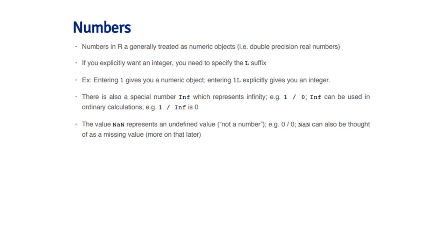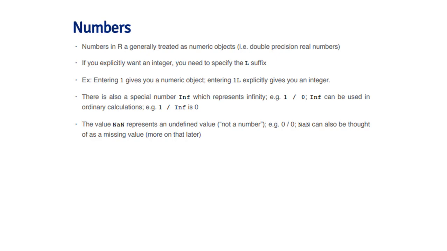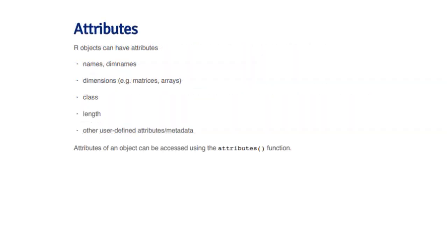There's another special value called NaN, and this represents an undefined value, which you can think of as not a number. For example, if you take 0 over 0, that's not defined, so you will get a NaN back. NaN can also be thought of as a missing value, but we will talk a little bit more about missing values a little bit later. Another thing that comes with each object in R is an attribute.